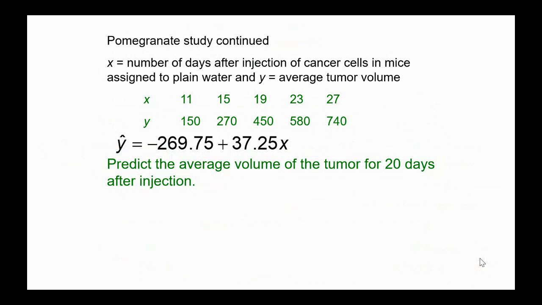What would this 20 go in for, the X or the Y? X, that's right. So let's copy our equation down. Y hat equals 269.75 plus 37.25x. And then we're going to plug the 20 in for the x.